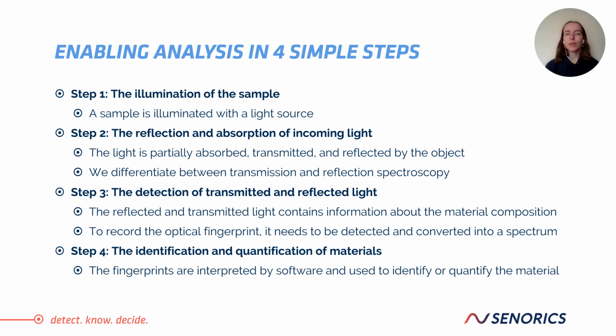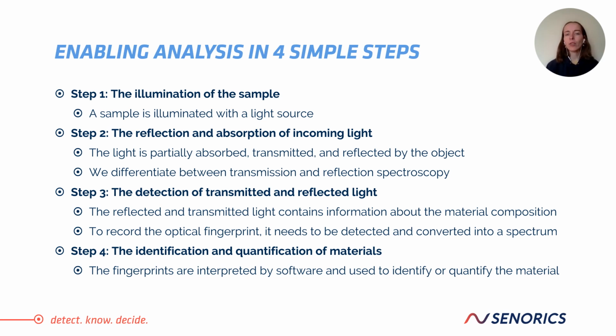The second step is the reflection and absorption of the incoming light. So the light, once it's shown onto the sample, is then partially absorbed, transmitted, and reflected by the object. In this process, we differentiate between transmission and reflection spectroscopy. In transmission spectroscopy, the light is transmitted through the sample, and then it is detected. In reflection spectroscopy, the light that is reflected by the object is detected. Zenorix XenoLab performs reflection spectroscopy.